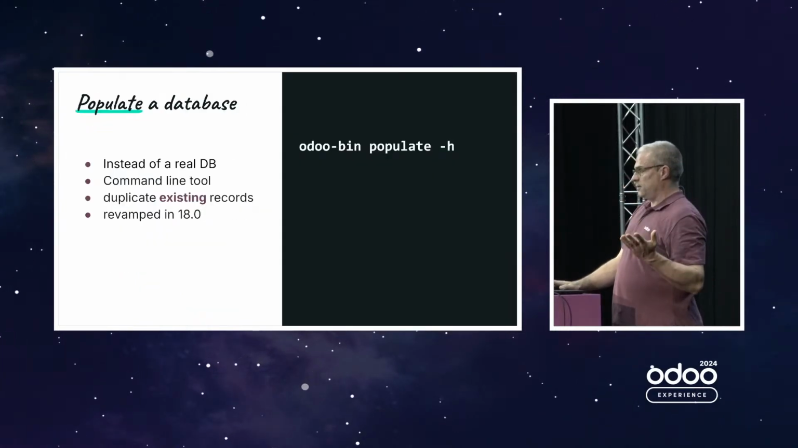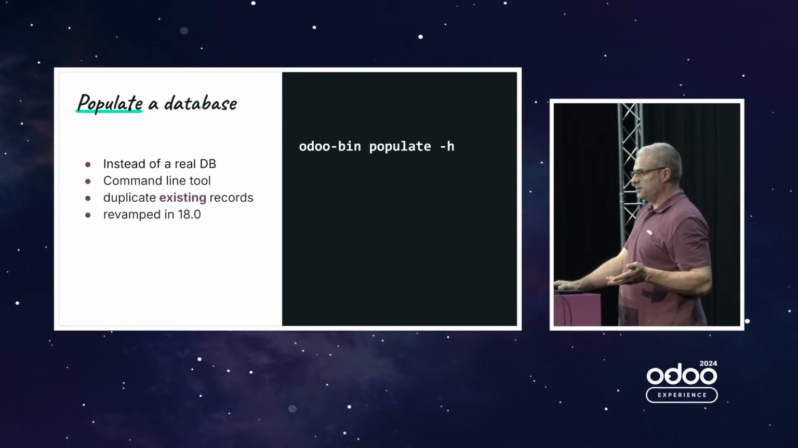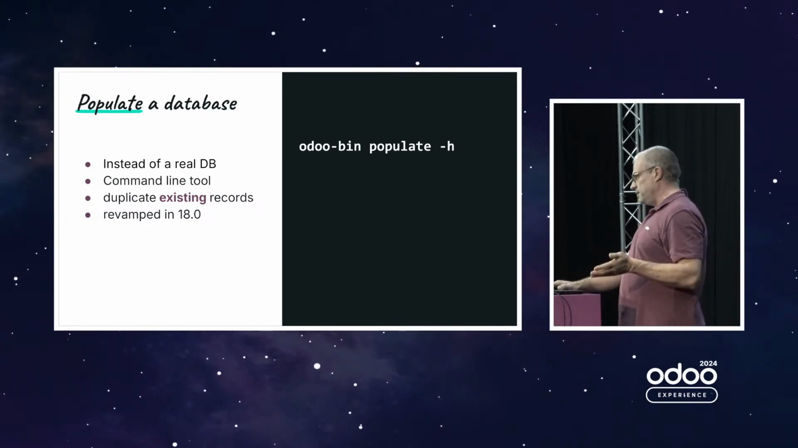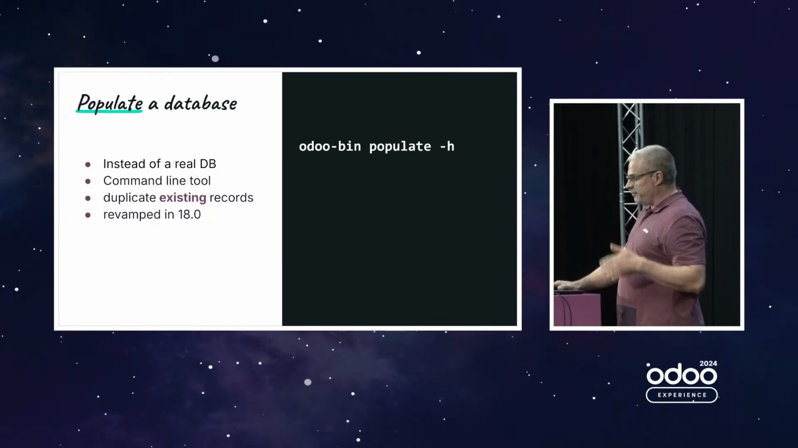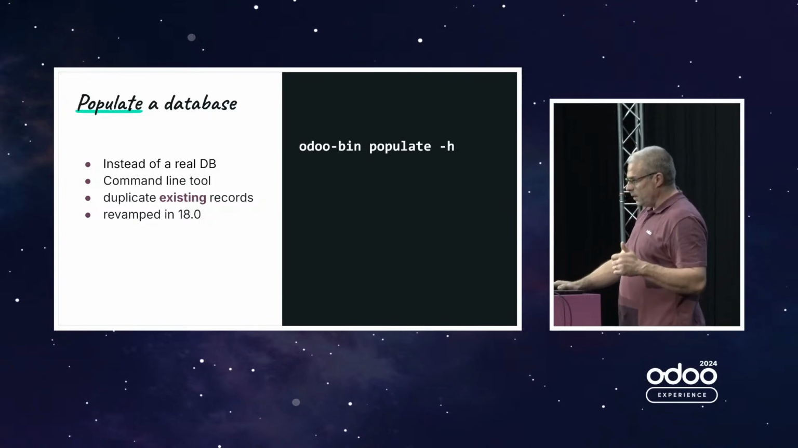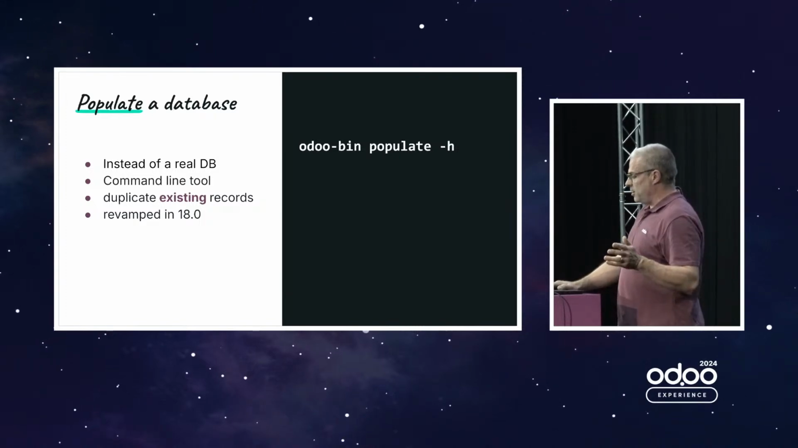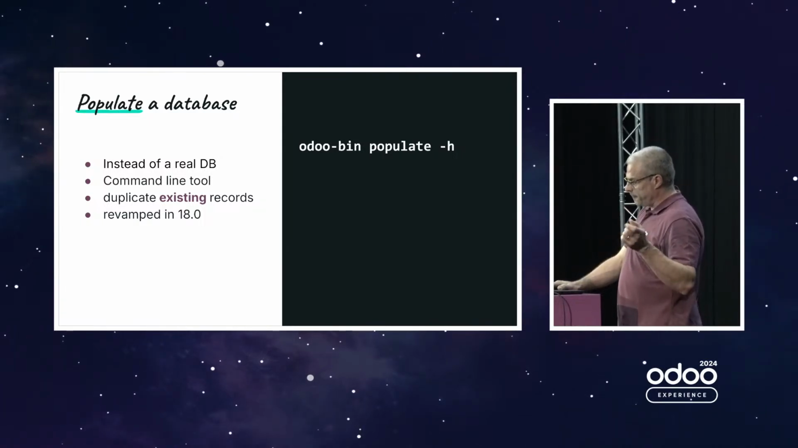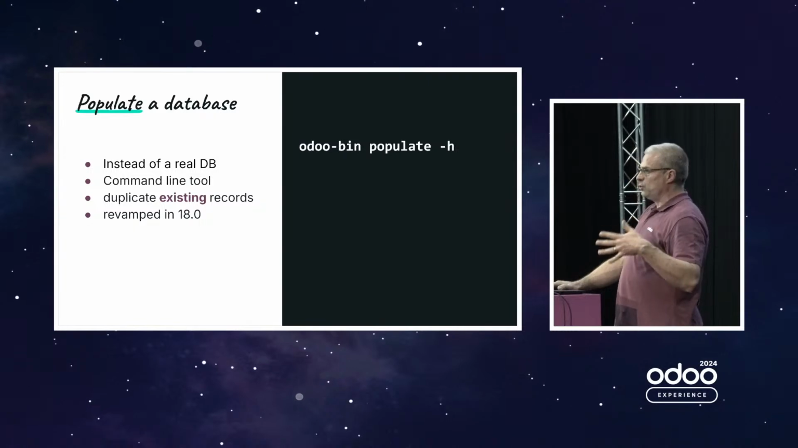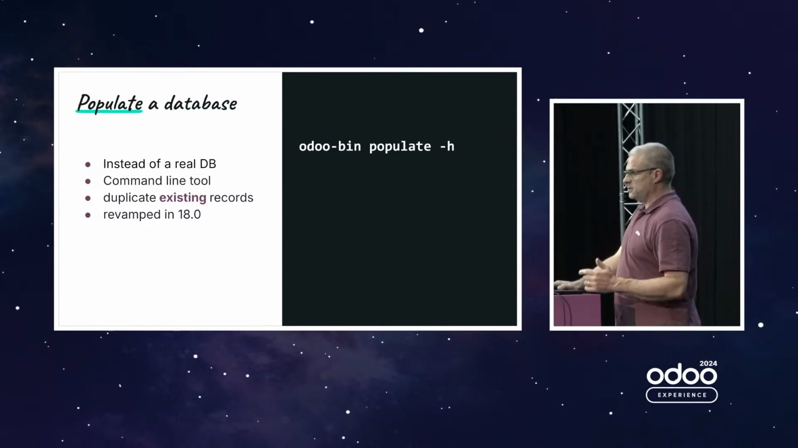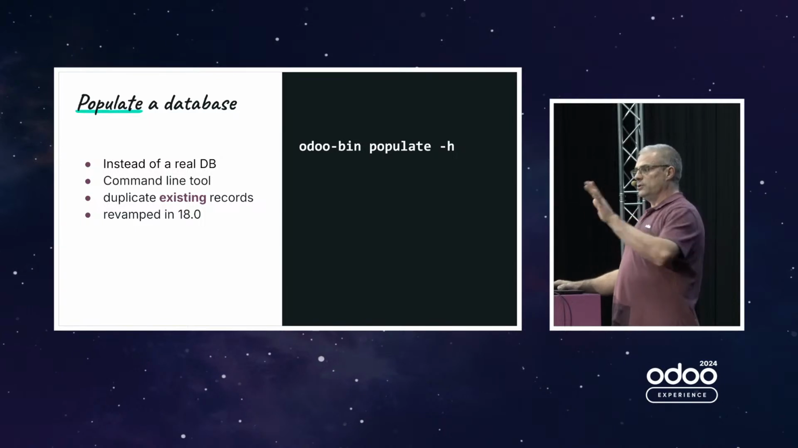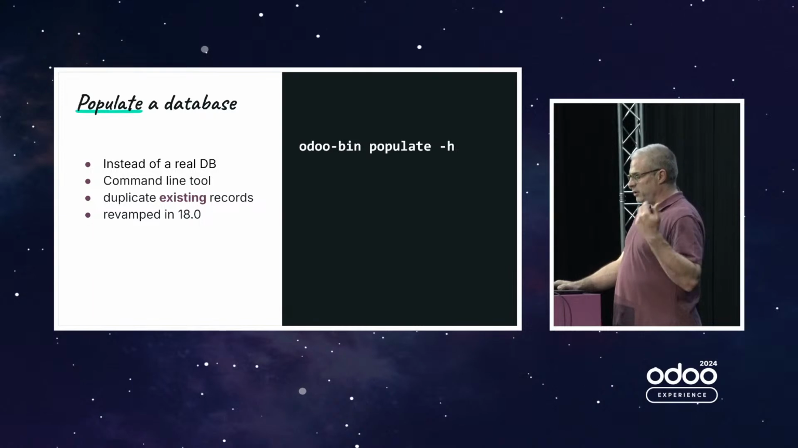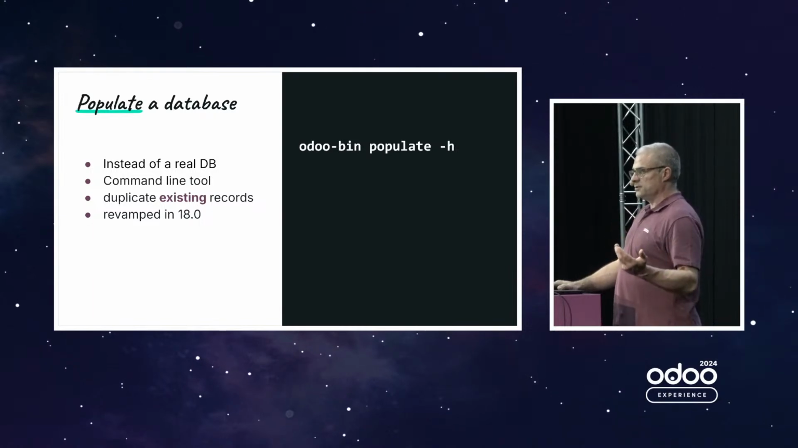As you cannot use a production database, not even a copy of the production database, you have to use a fake database to test. To build a fake database, you will use a tool called Populate. It has been revamped in 18, so it's a new tool in 18. This tool just multiplies existing records. So you create some records in every model you want, and Populate will copy over and over again the existing records.